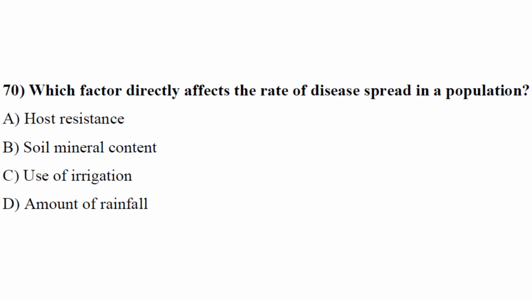70. Which factor directly affects the rate of disease spread in a population? A. Host resistance. B. Soil mineral content. C. Use of irrigation. D. Amount of rainfall. Answer: A. Host resistance.